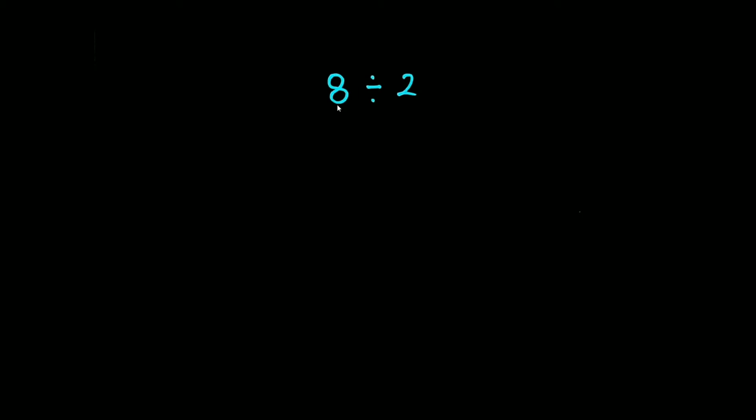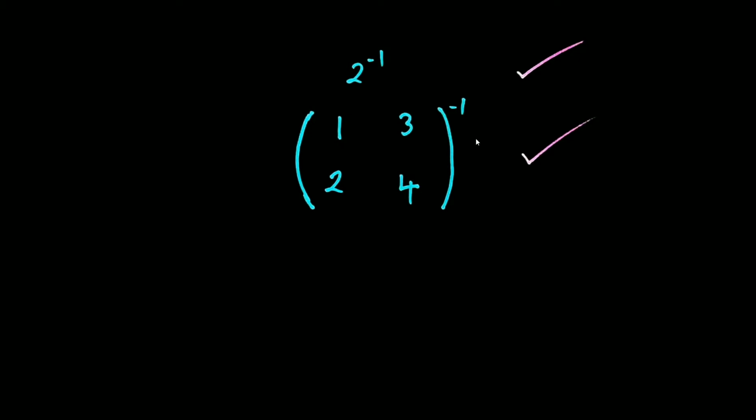Let's consider dividing 8 by 2 here. 8 divided by 2 can be rewritten as 8 by 2, and then this can be rewritten as 8 multiplied by 1 by 2, and this can be rewritten as 8 multiplied by 2 to the power minus 1, which is 8 multiplied by 2 inverse. Just like how numbers can be inversed, matrices can also be inversed, and we can use the inverse form of the matrix to achieve a similar result as division.